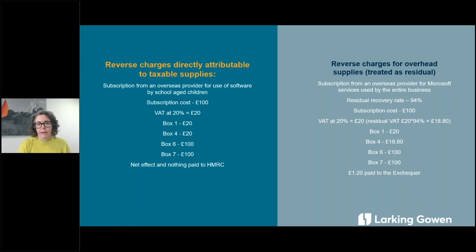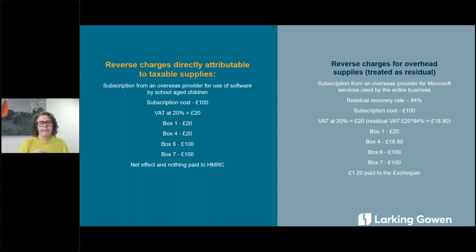Let's say you have purchased a subscription from an overseas business to buy software that's used for the children in their learning. So that is going to be something that relates to your taxable income because your school fees are taxable for education. So the cost of that subscription is £100. So you're always going to convert to UK sterling, even if the invoice is not in UK sterling. The cost of that subscription is £100.